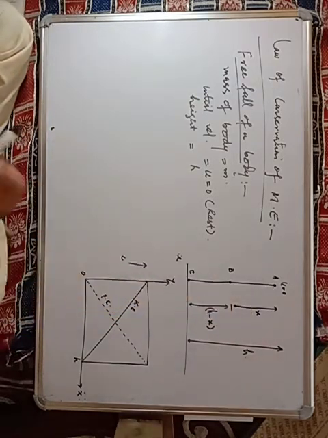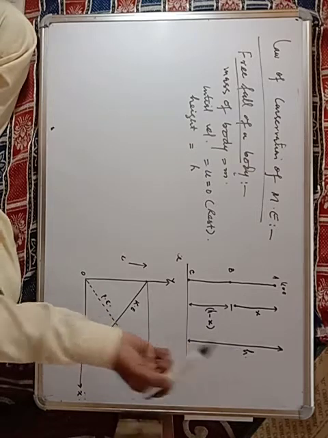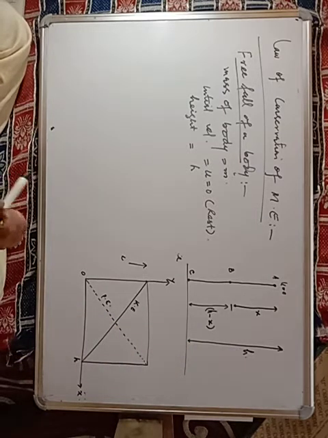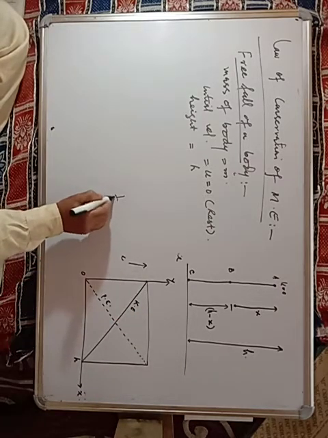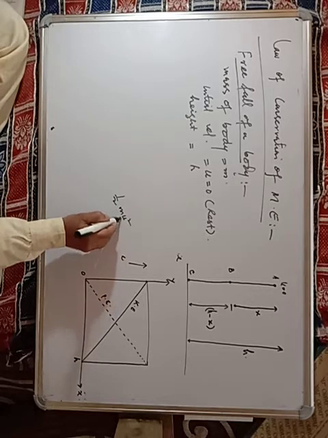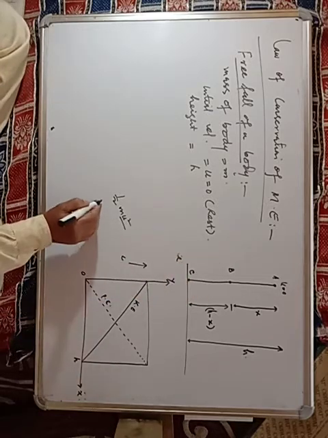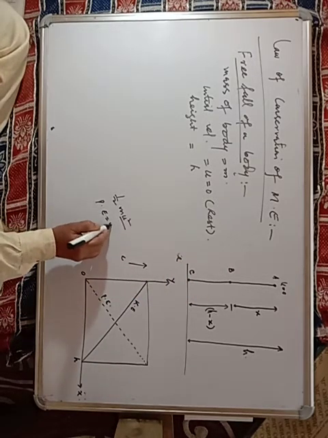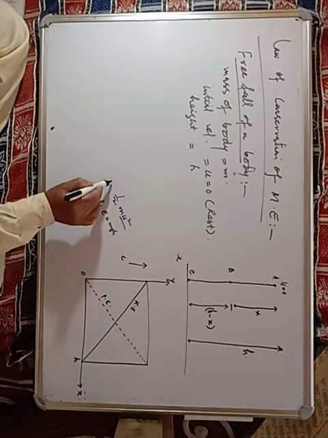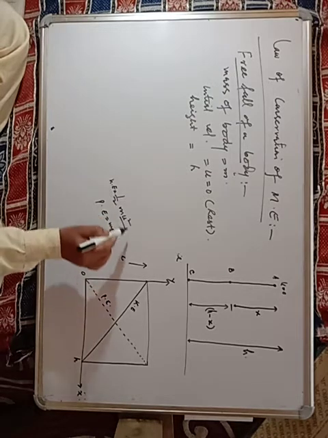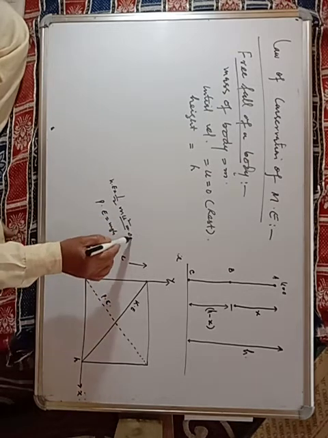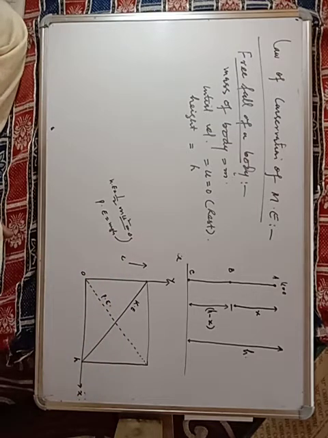When the body is at A, the height is equal to h meters, but the body is at rest. So its kinetic energy will be 0, because kinetic energy is 1/2 mu square. So u is equal to 0, so its kinetic energy will be 0. And it is at a height of h meters, so its potential energy is equal to mgh, right? This is kinetic energy, this is potential energy. So total energy will be the sum of the two.